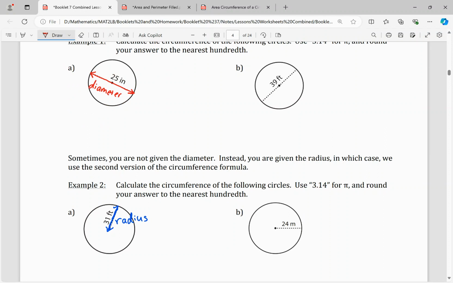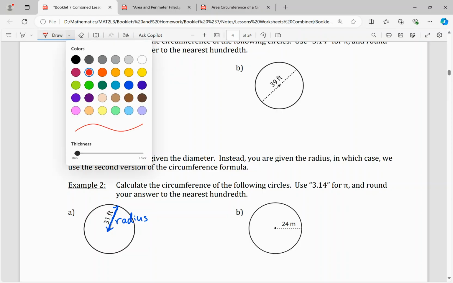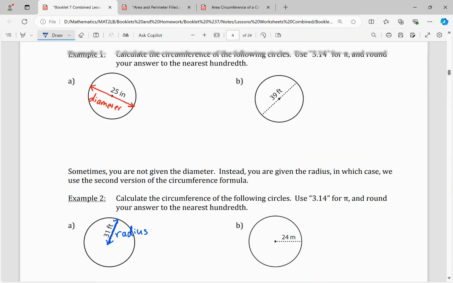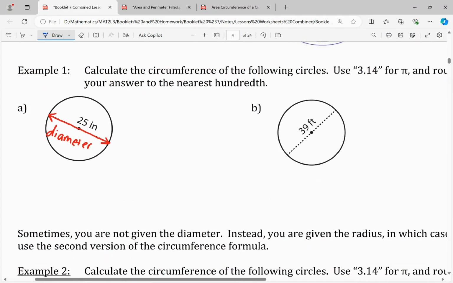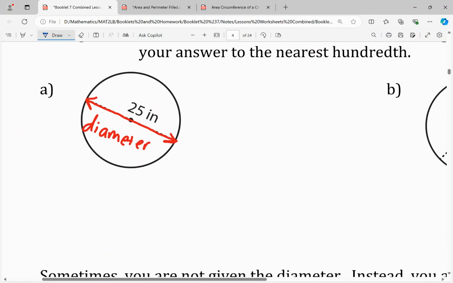Now, the relationship between the diameter and the radius is that the radius is going to be half of what the diameter is, right? So if I asked you up here in example A what the radius of this circle was, you can tell me that the radius is this distance right here, which is going to be 12.5 inches. Why do I know that it's 12.5 inches? Because I took 25 and I halved it. And the radius is half of the diameter.